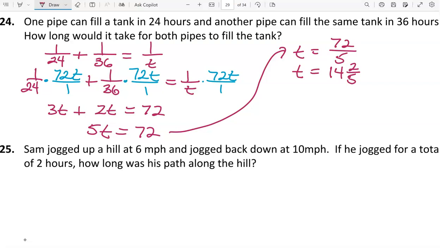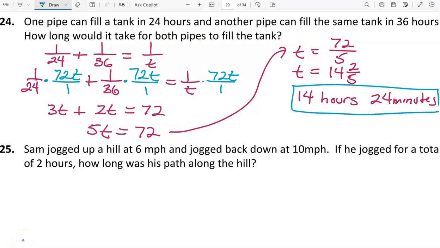And 2/5 of an hour is 24 minutes. 1/5 of an hour is 60 divided by 5, or 12 minutes. And so 2/5 of an hour is 24 minutes. So the final answer here is 14 hours and 24 minutes.